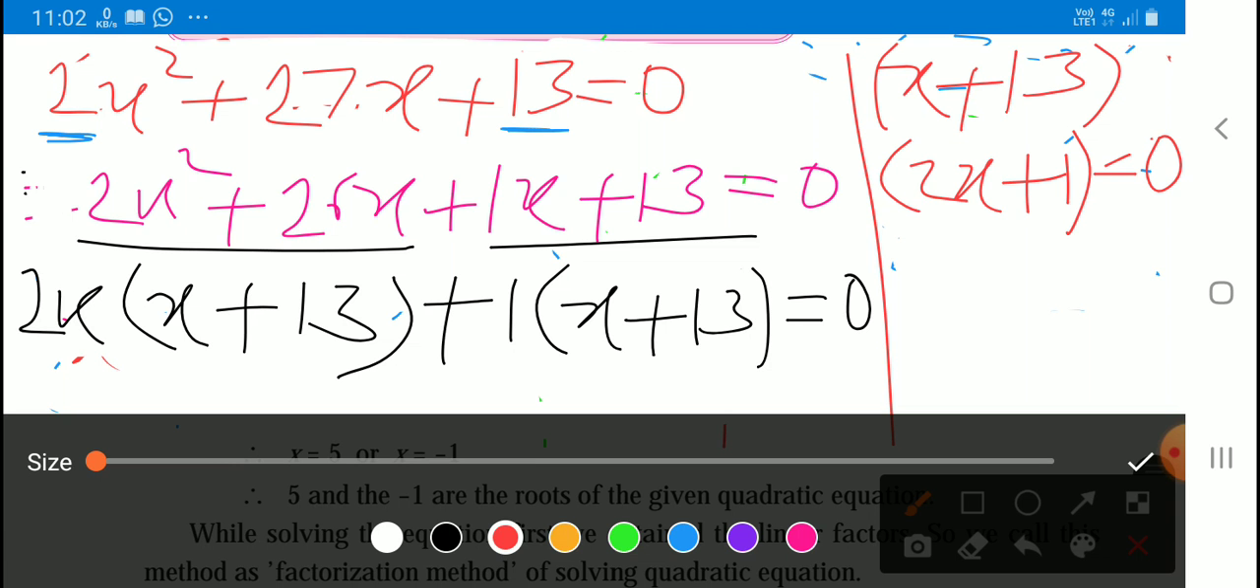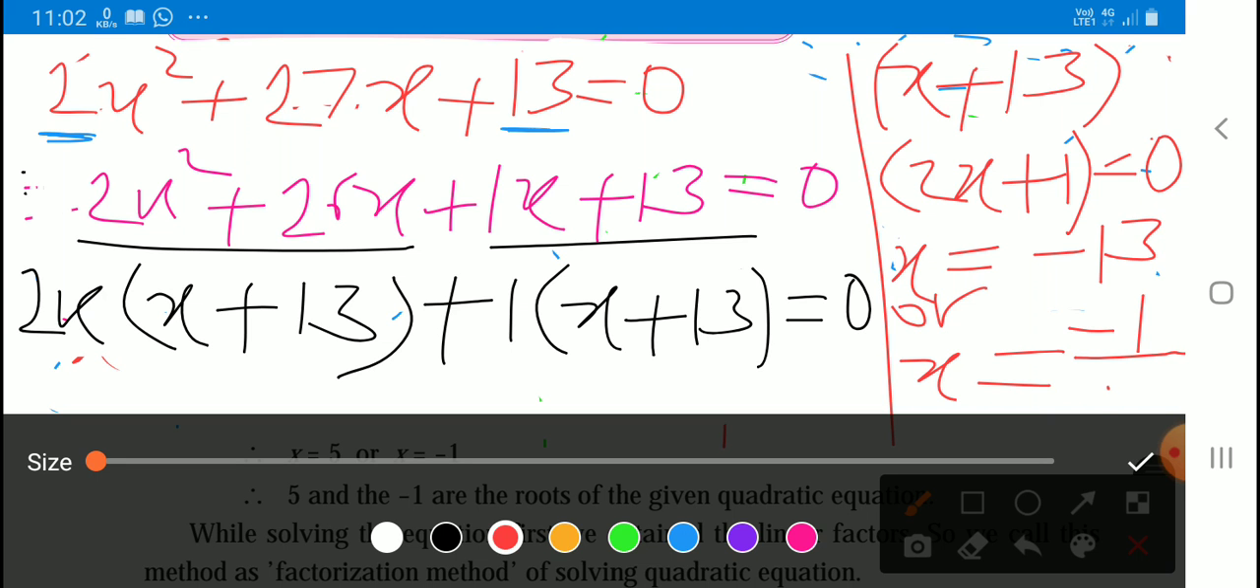So x plus 13 is equal to 0, so the value I will write directly here is equal to negative 13. Or here 2x plus 1 is equal to 0. So x is equal to, first I will shift 1 to that side, then it will become negative 1, and 2 is multiplied, so it will come divided by. So the solution of this equation is x is equal to negative 13 or x is equal to negative 1 upon 2.